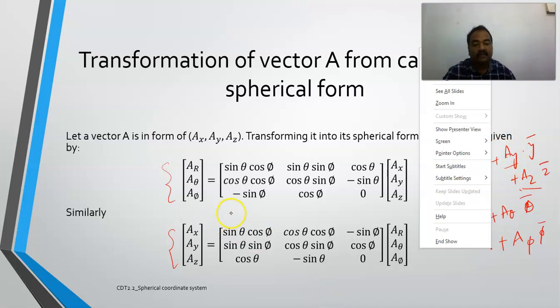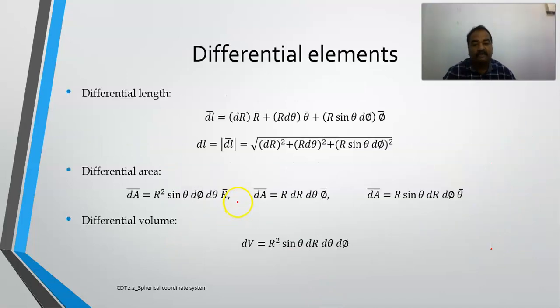Okay. Now, finally, differential elements. Now for a sphere, I have three dimensions. One is capital R, the other one is theta, the other one is phi. So the differential element in the radial direction, because R will be moving in all directions, right? If I want to consider only a small length in R, it is dR, and the direction will be R bar itself.